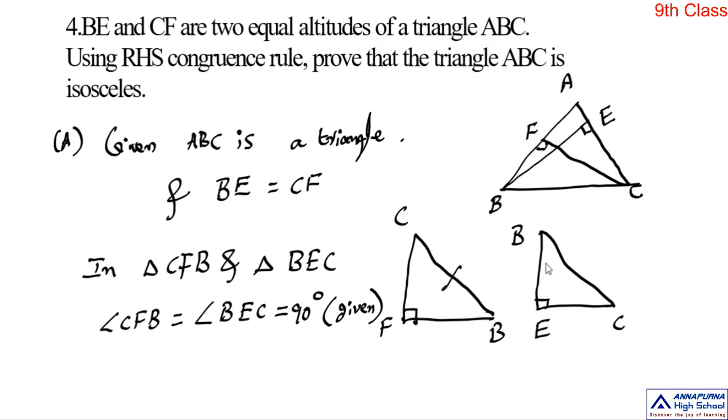Next, BC is equal to CB. The hypotenuses are equal because BC is the common side of triangle CFB and triangle BEC. So CB is equal to BC, since it is the common side.